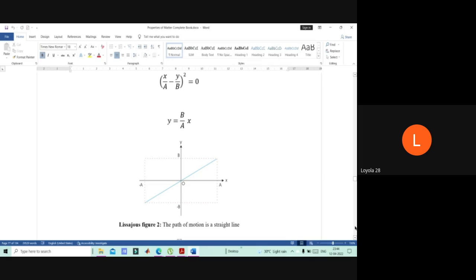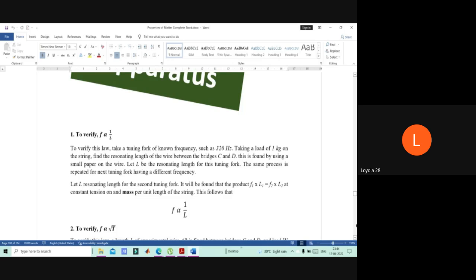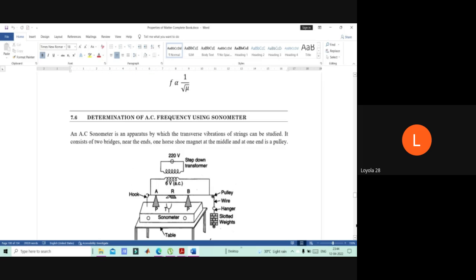Unit 2 deals with vibrations and frequencies. So Fourier theorem, laws of transverse vibration of strings, AC frequency using sonometer, Melde's apparatus. So these are all experiments, and these are very important experiments also. So the sonometer apparatus and experimental setup are shown in this unit.